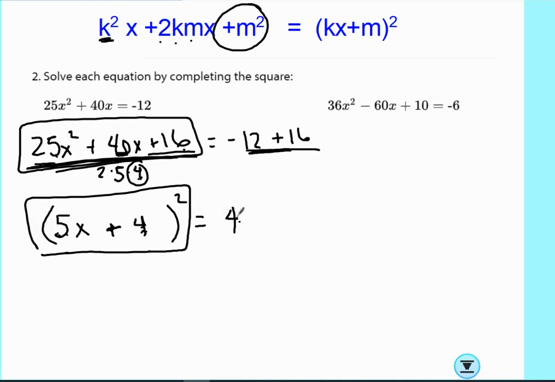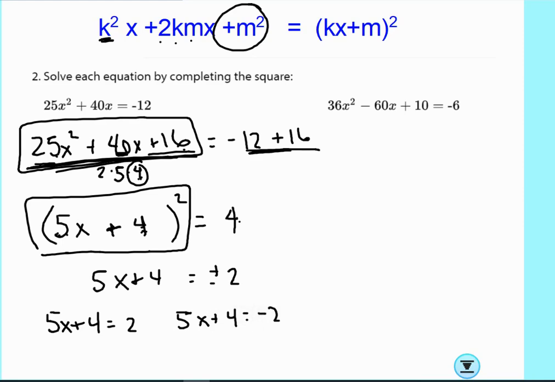Now I can square root both sides, plus or minus 2. Square root this side, and I get 5x plus 4. So we can separate that into two answers. 5x plus 4 equals positive 2, or 5x plus 4 equals negative 2. And subtract 4, and subtract 4, and divide by 5. All right, so our two solutions on this one would be x equals negative 2/5 and x equals negative 6/5.